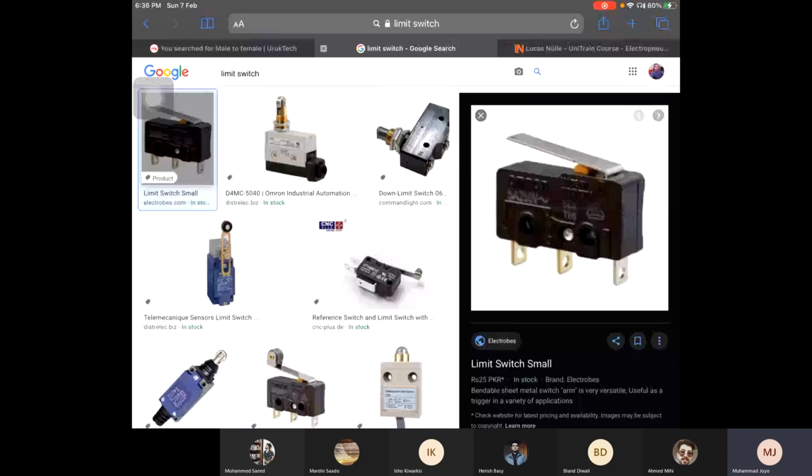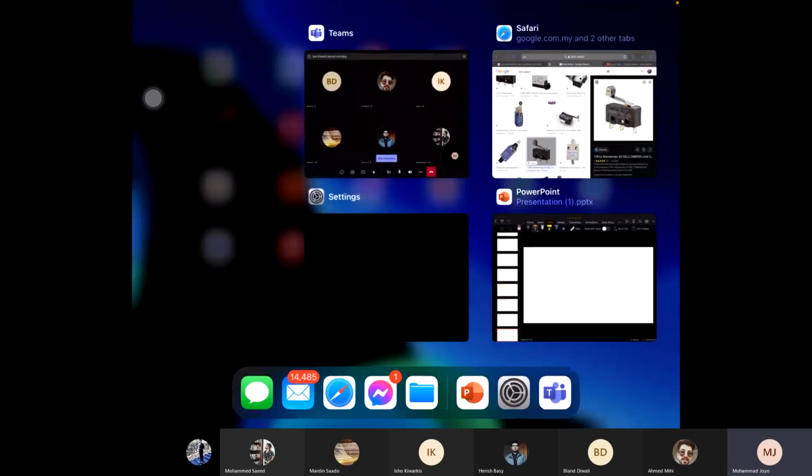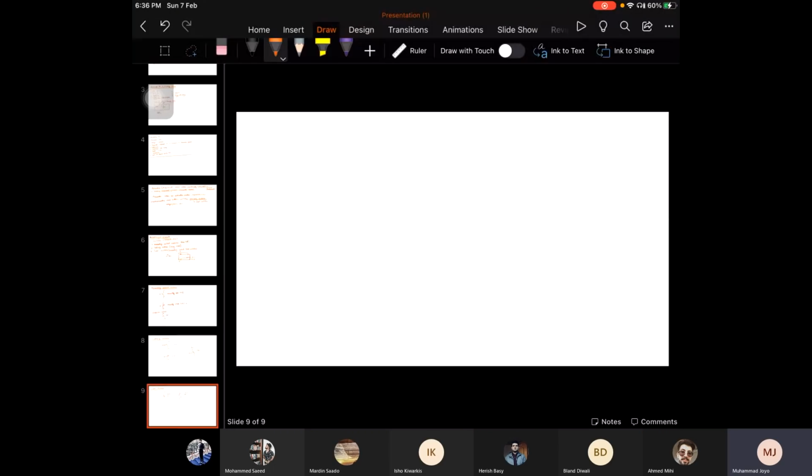So there are many types of limit switches. You can see this one. Okay, this one is also similar but has a wheel on top, right? So when we are covering the symbolic representations later on for the limit switches, then we will come to know about it. All right.